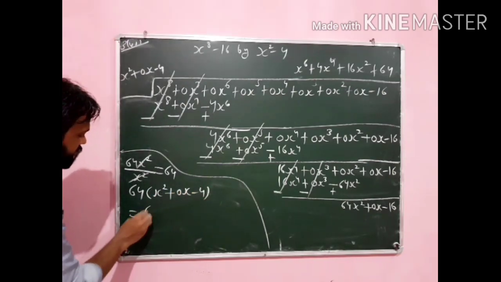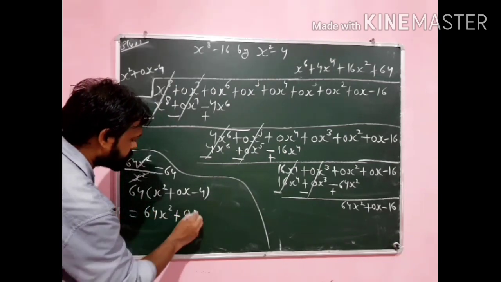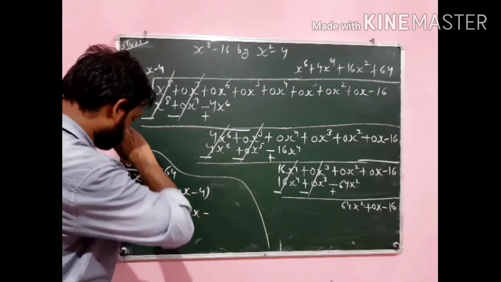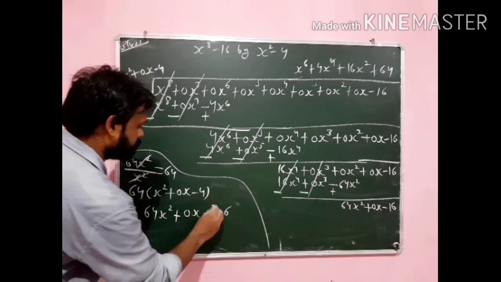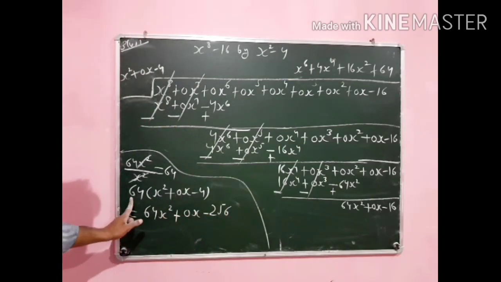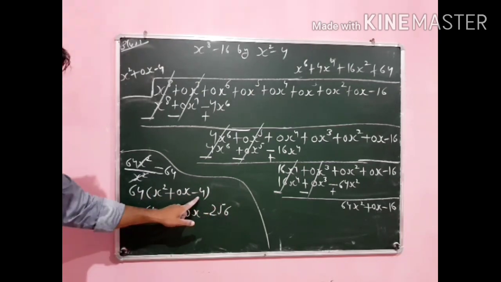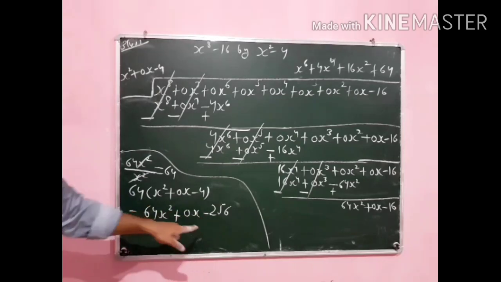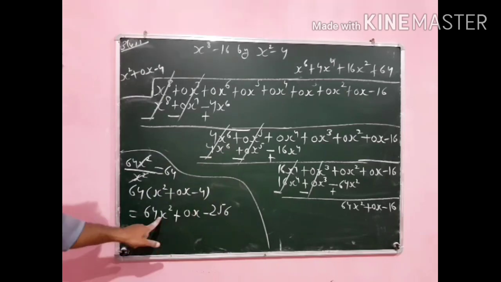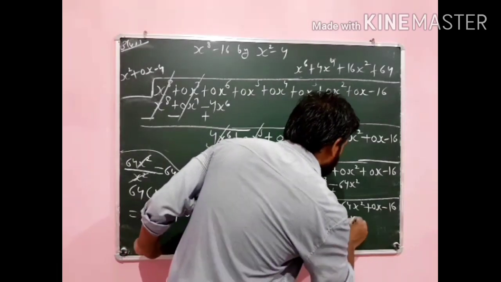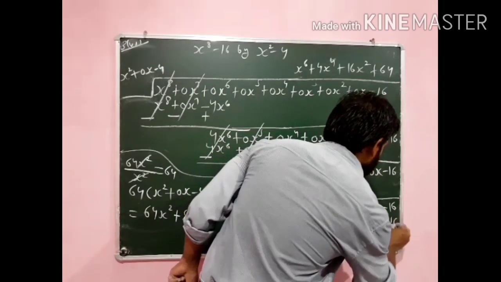Now multiply this. It will become 64x raised to power 2 plus 0x, then minus. Multiply this 64 by 4: 4 fours are 16, 4 sixes are 24, plus 1 gives 256. Okay, it is clear. So it will become 64x square plus 0x minus 256. Write down here: 64x square plus 0x minus 256.